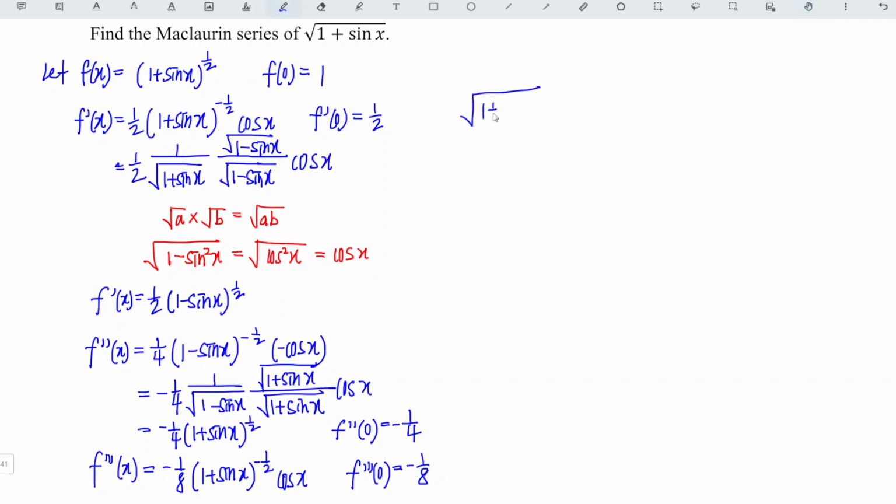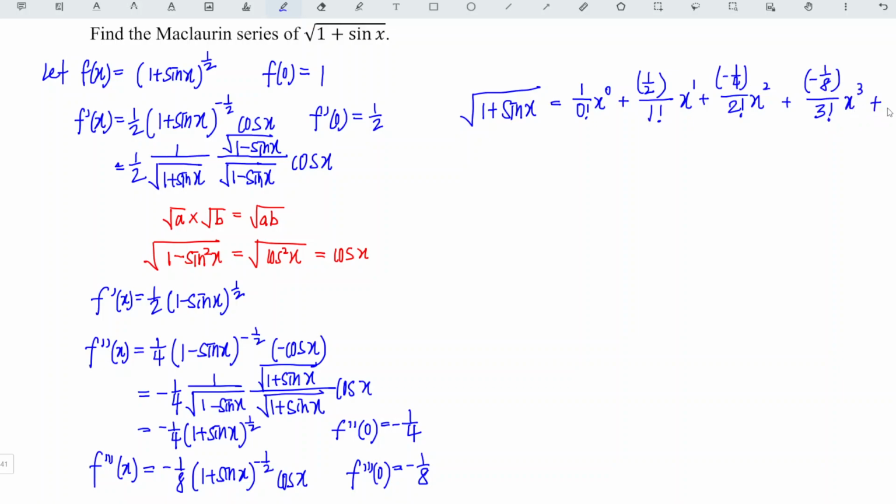So we have (1 plus sine x) to the power of half is equal to, this is the original function, so 1 over, none of the derivative involved, so over 0 factorial, times x to the power of 0, plus 1 over 2 over, this is the first derivative, so over 1 factorial, times x to the power of 1, then we plus the second derivative, negative 1 over 4 over 2 factorial, x to the power of 2, then plus negative 1 over 8 over 3 factorial, x to the power of 3, and so on.